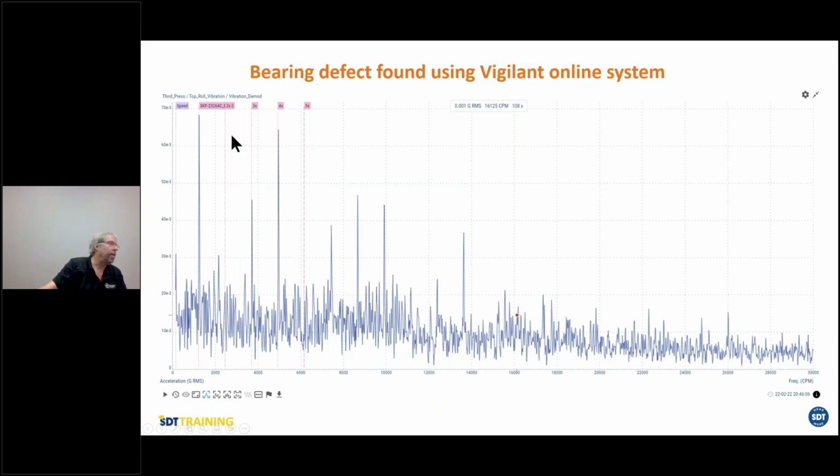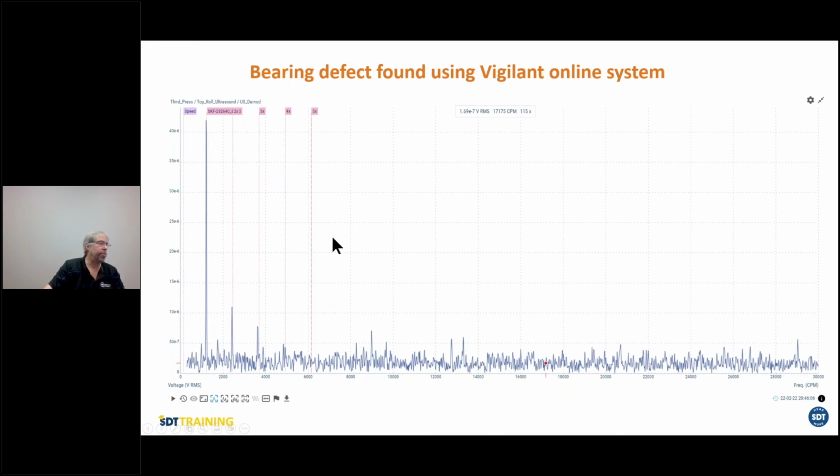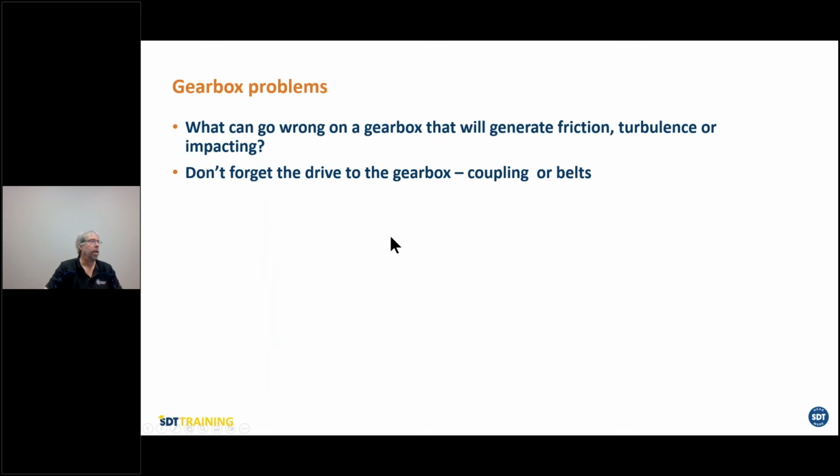Again, we get the vibration demo showing us the bearing. The ultrasound demo showing us the bearing. So I just basically showed you any bearing can be detected with ultrasound and vibration. If you don't see it with one technology, see it with others. So it guarantees you not to miss anything. And that's what you want at the end of the day.